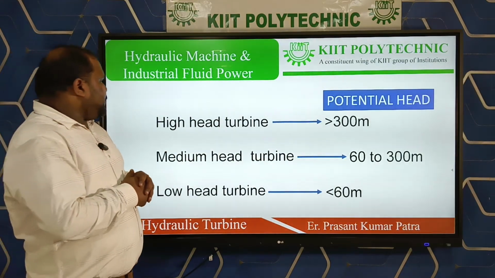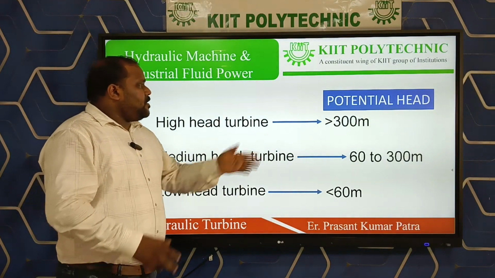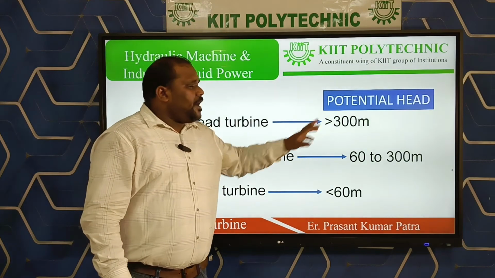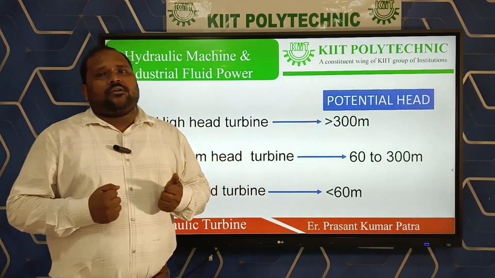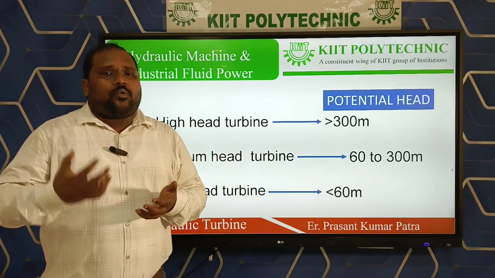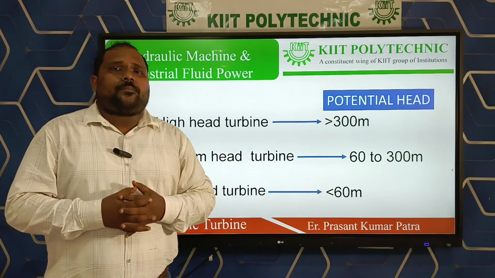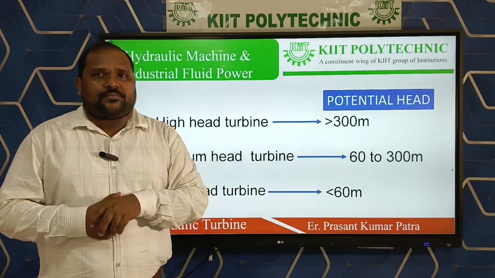this is the range. You can see for high head turbine, the range is greater than 300 meter. That is, in case of Pelton wheel, the head is greater than 300 meter. So that's why we obtain more and more kinetic energy in case of the Pelton wheel. That is, there is a huge conversion of potential energy into kinetic energy.